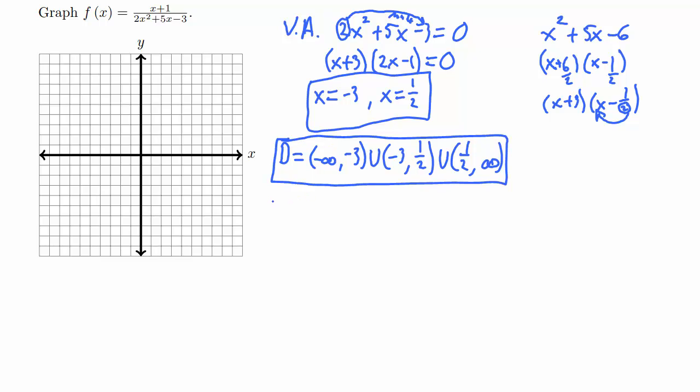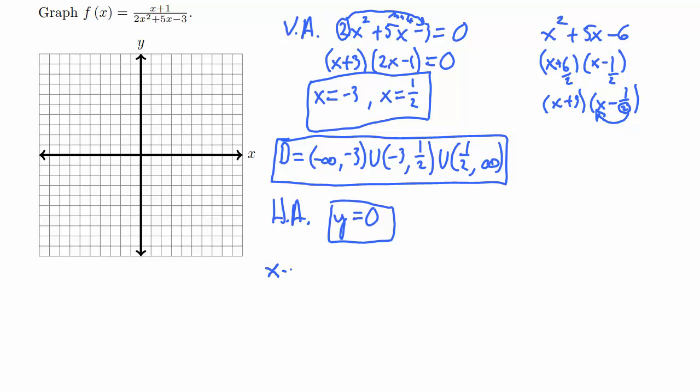The next thing we need to look for is the horizontal asymptote. To find the horizontal asymptote, we need to look at the degrees. What's the degree of the numerator? Well, it's 1. What's the degree of the denominator? 2. So because 1 is less than 2, we have a horizontal asymptote, and it is y equals 0.